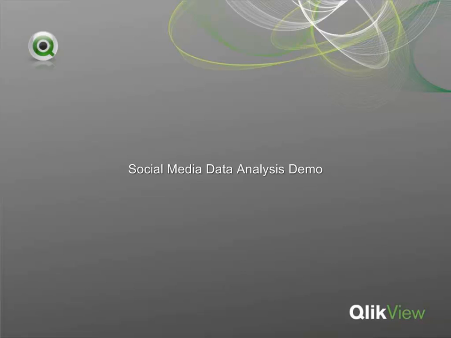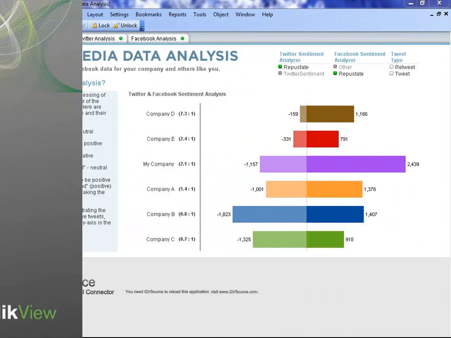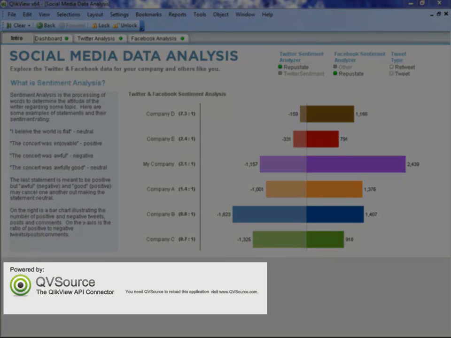The purpose of the Social Media Data Analysis Demo is to illustrate how Twitter and Facebook data can be combined in one ClickView document to compare and analyze Twitter and Facebook activity and sentiment for 6 companies. This demo allows a company, my company in this case, to compare their Twitter and Facebook statistics to 5 other companies in their industry. The data for this demo was collected using 2 QV source connectors, the Twitter connector and the Facebook Pages connector.